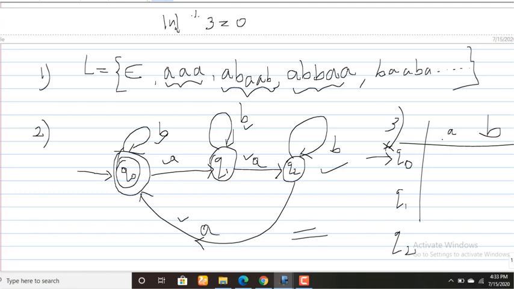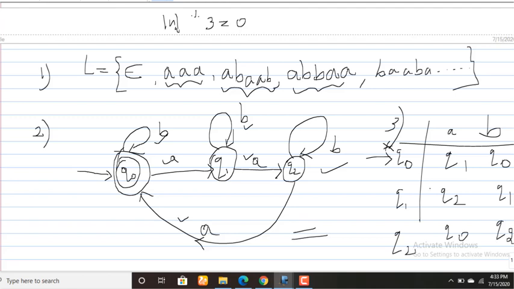So from Q0 on A it moves to Q1. Q0 on B it retains in the same state. So Q1 on A goes to Q0. Q1 on B retains in the same state. Q2 on A it goes to Q0. Q2 on B it retains in the same state.